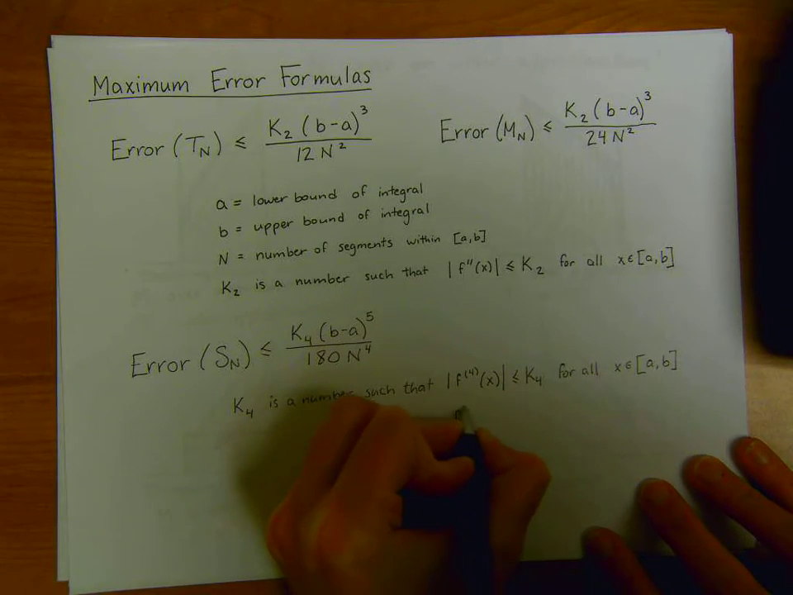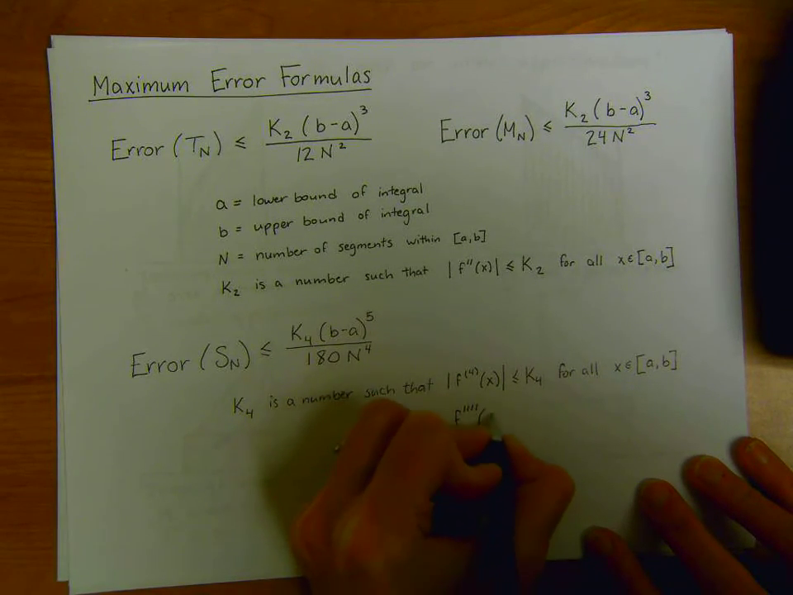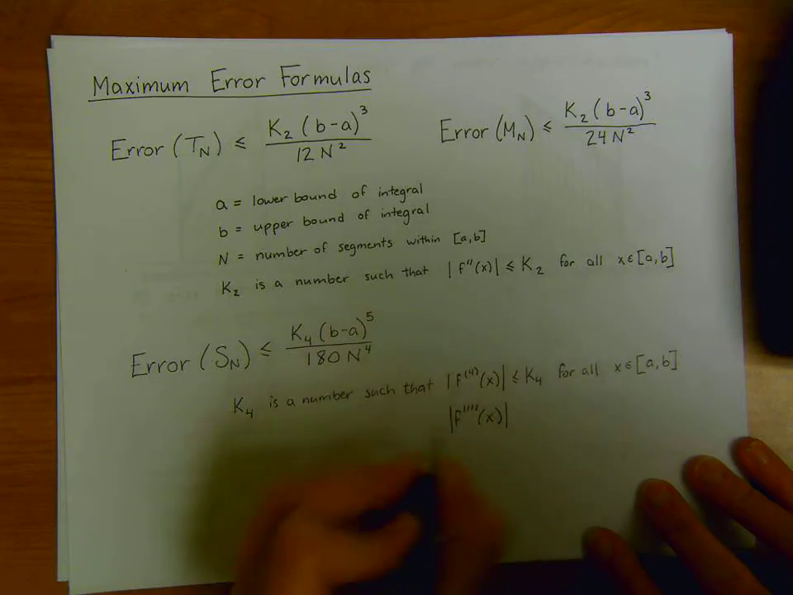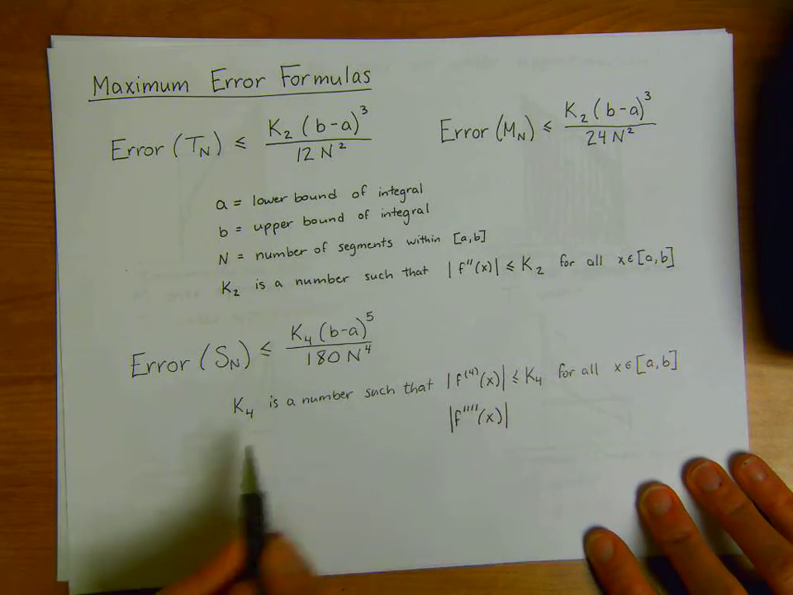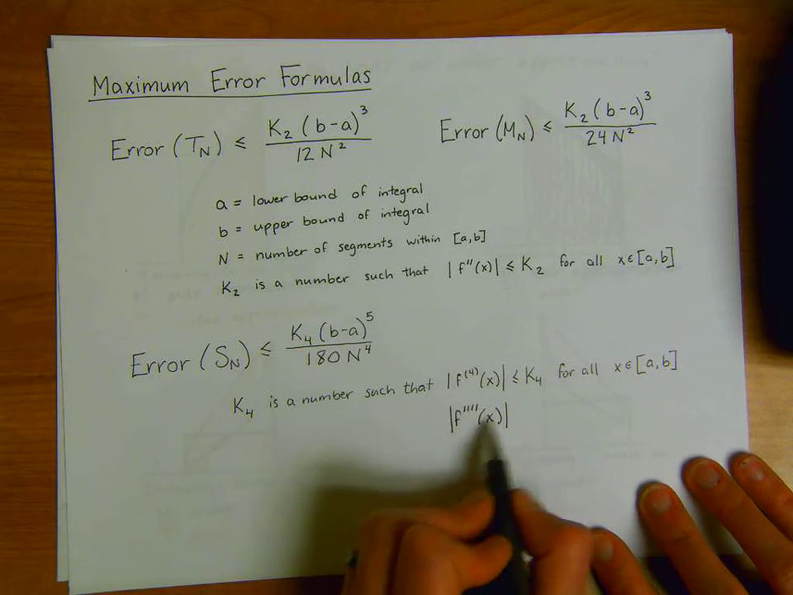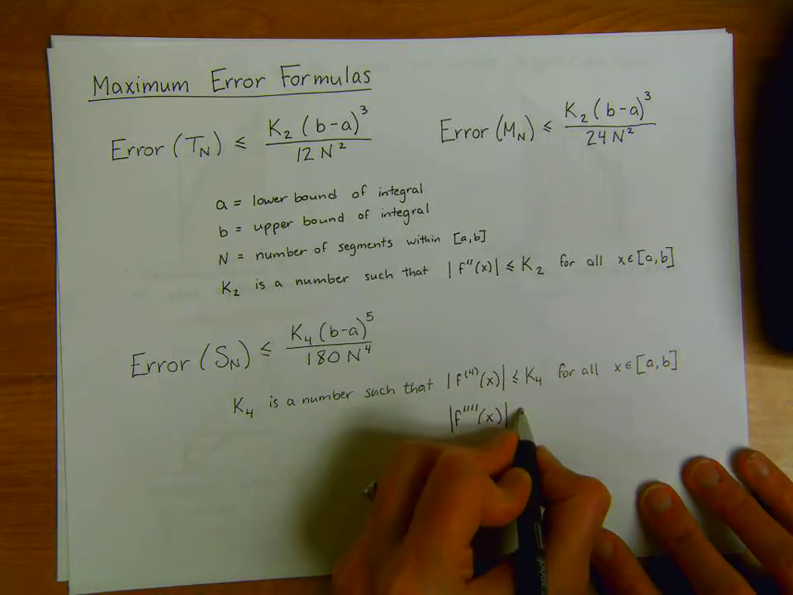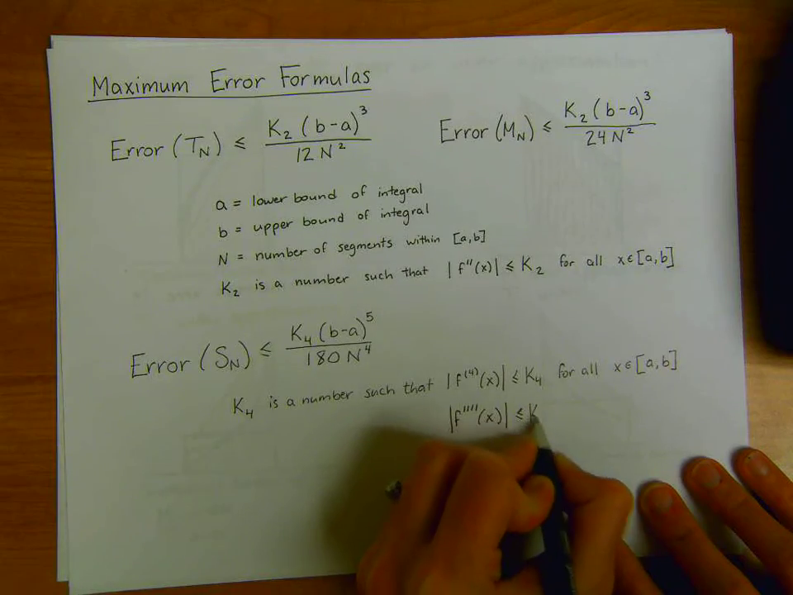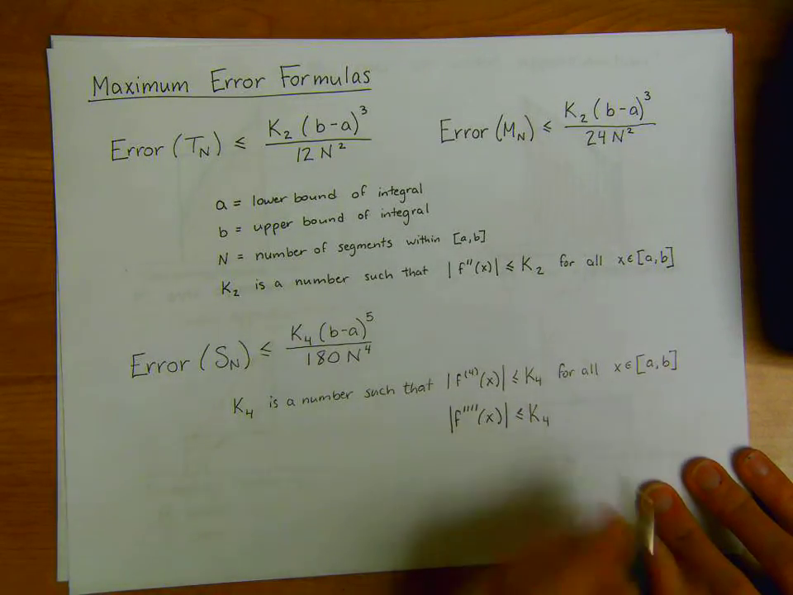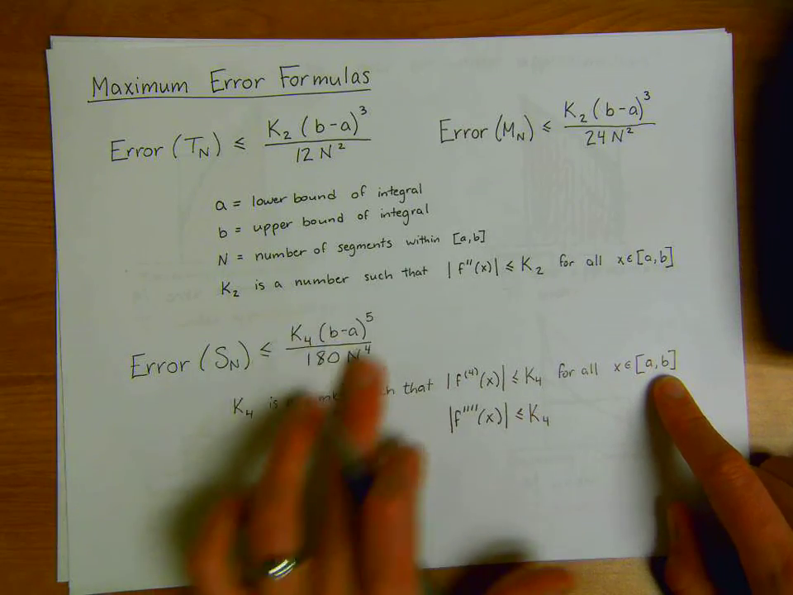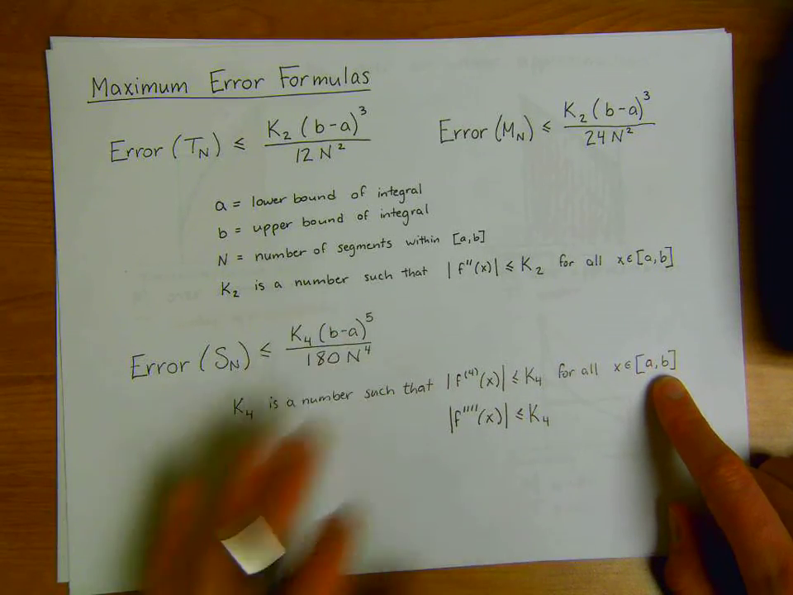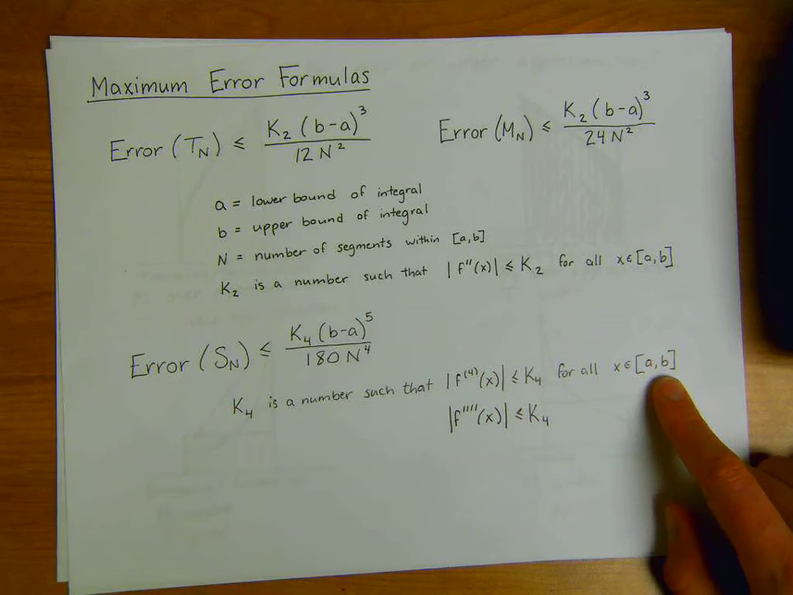This is really f, 1, 2, 3, 4, f to the fourth derivative, of f. So whatever my function is in my integrand, I want to make sure that its fourth derivative is bounded by some value, K4, for all x's in [a, b]. And it gives you a very, very accurate value in terms of how bounded the error is.